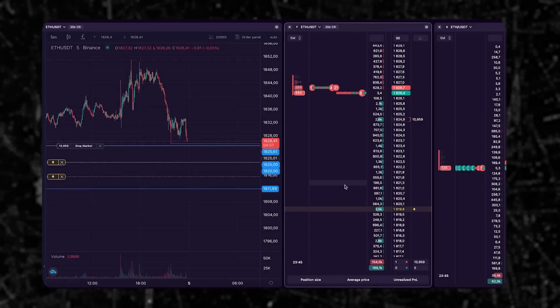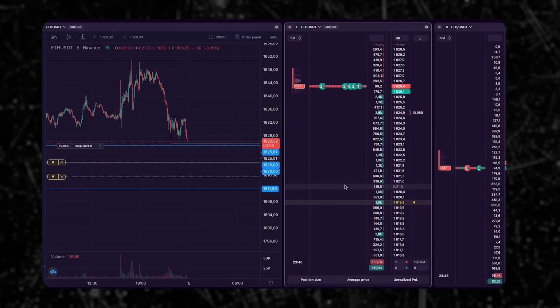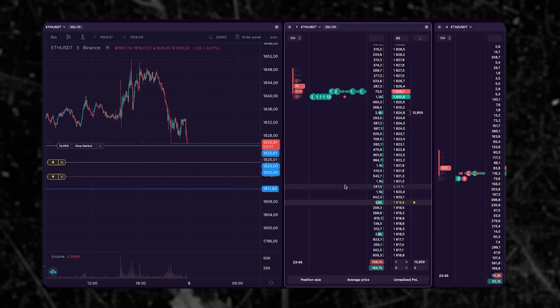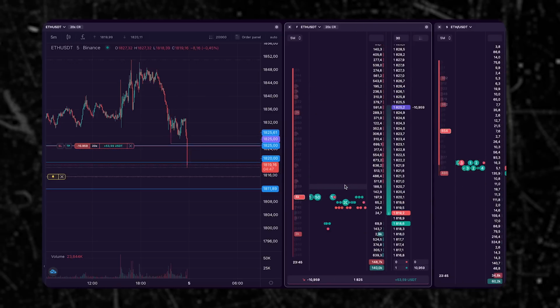A breakout can signal a major shift in market sentiment. When the price breaks out of a horizontal level, it often triggers large movements as traders enter positions anticipating the start of a new trend.